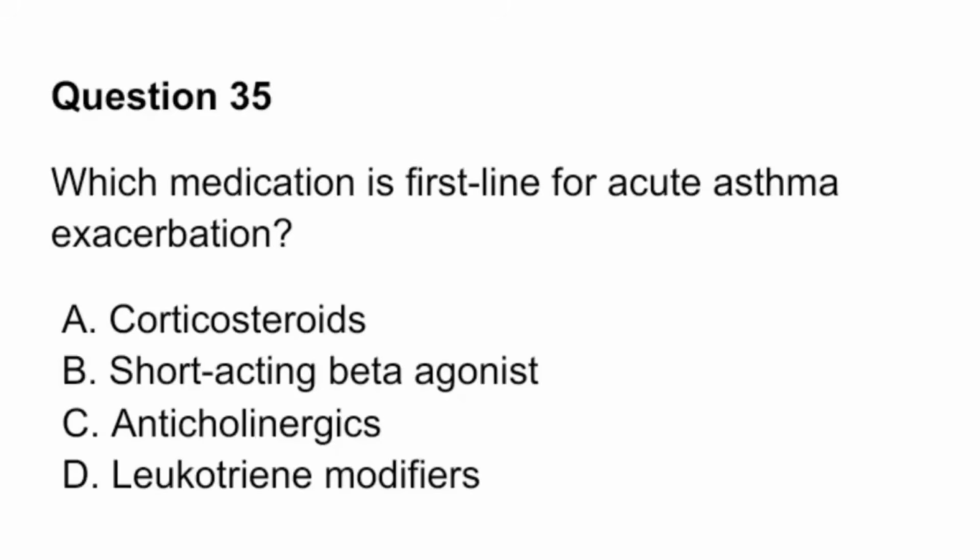Question 35. Which medication is first line for acute asthma exacerbation? A. Corticosteroids. B. Short-acting beta agonists. C. Anticholinergics. D.